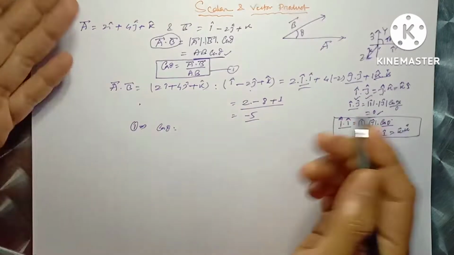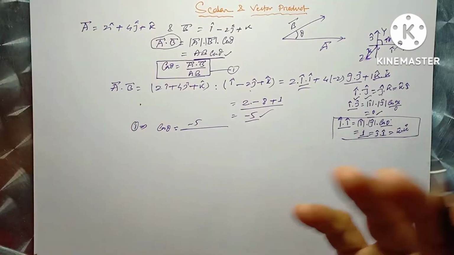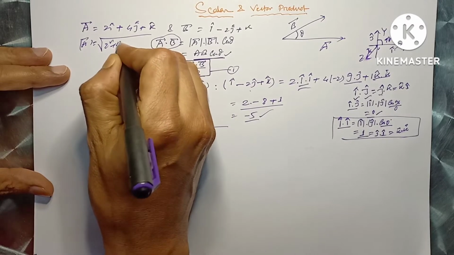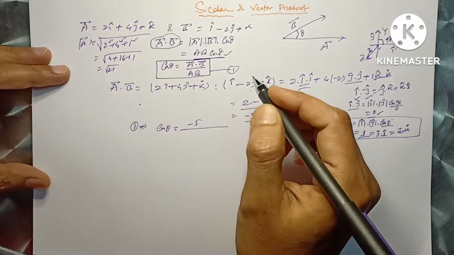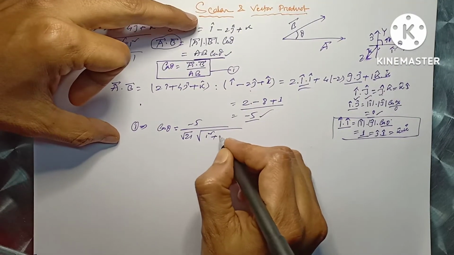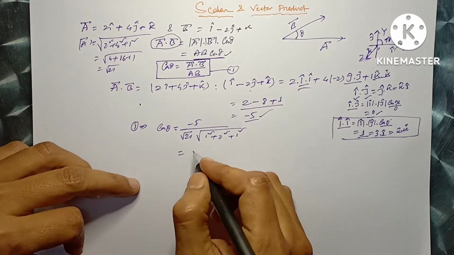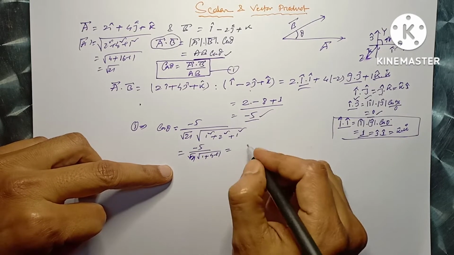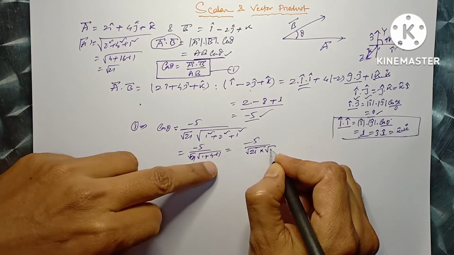cos theta, where theta is the angle between a and b, equals a vector dot b vector, minus 5, over mod of a and mod of b. Magnitude of a equals root of 2 square plus 4 square plus 1 square, equals 4 plus 16 plus 1, which is 21, so root 21. Similarly, magnitude of b is root of 1 square plus minus 2 whole square plus 1 square, which is 1 plus 4 plus 1. So from this equation we get minus 5 divided by root 21 into root 6.